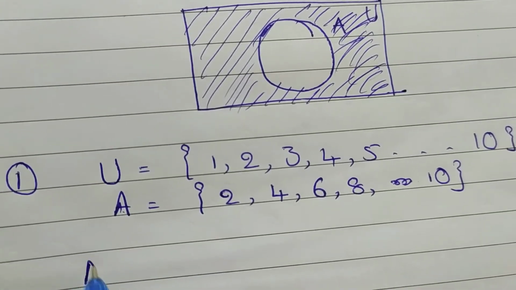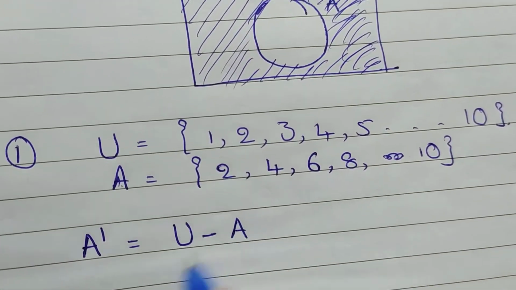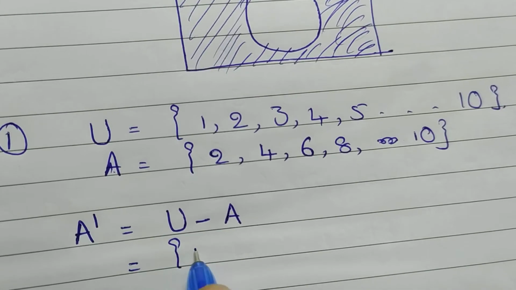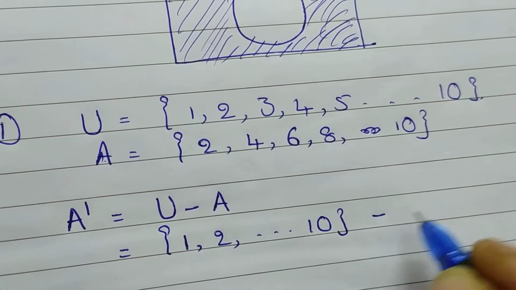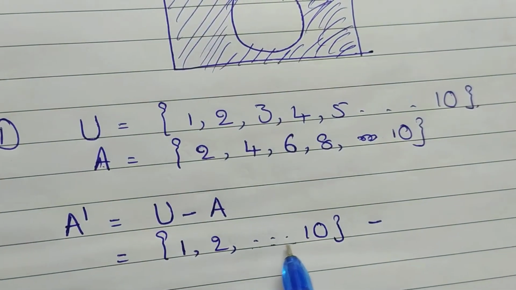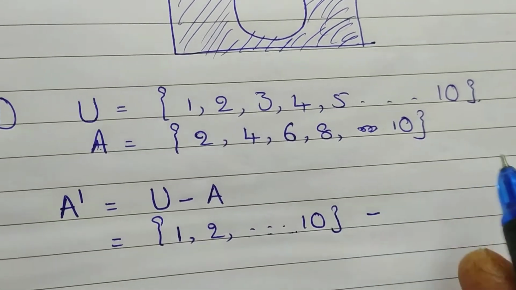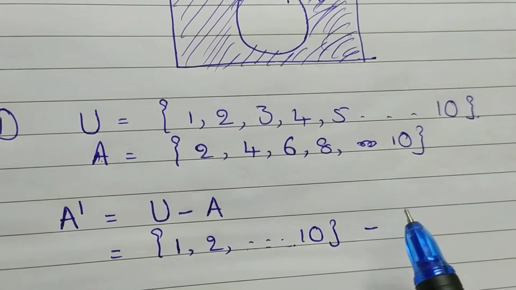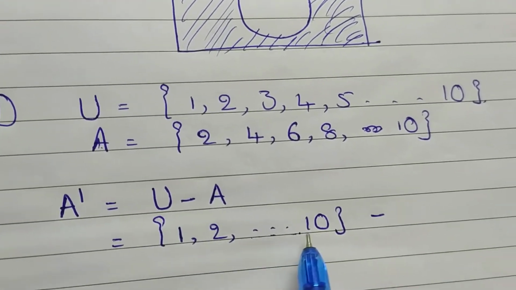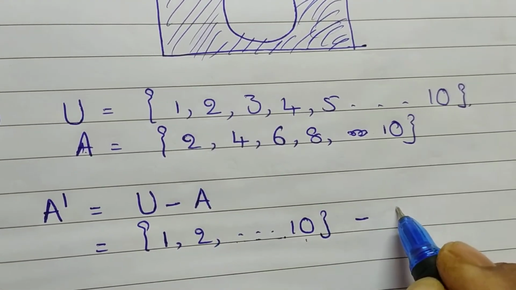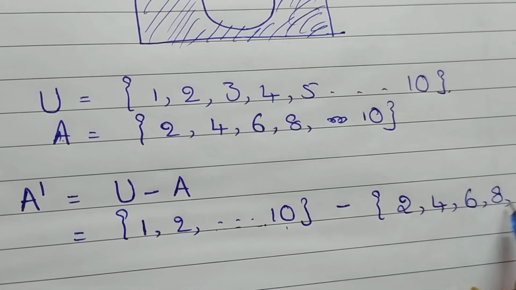Now A complement is nothing but the universal set minus A. So the universal set is 1, 2, and so on till 10. In an exam you should not write dashes like this. You have to mention what the elements are. If they give an infinite set, then no need. But if it is finite, please enter the elements they have given. Minus A, where A is 2, 4, 6, 8, 10.